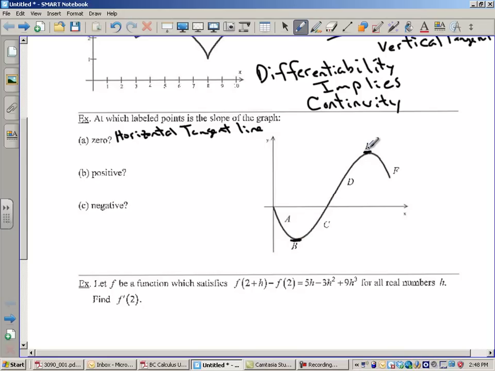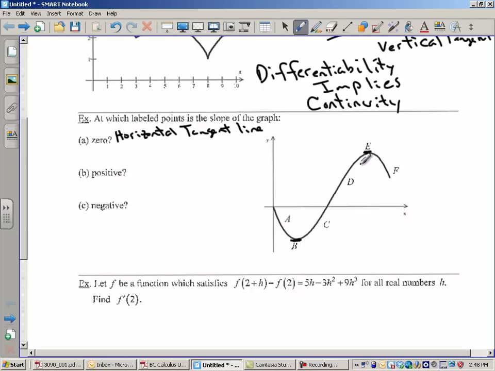Something neat about this that we're going to look at with applications of derivatives: when the slope is 0, we know we have minimums or maximums. That's how we're going to find mins and maxes. We're going to find the derivative where it's equal to 0. But for now, the question is just, where does it look like we have a slope of 0?